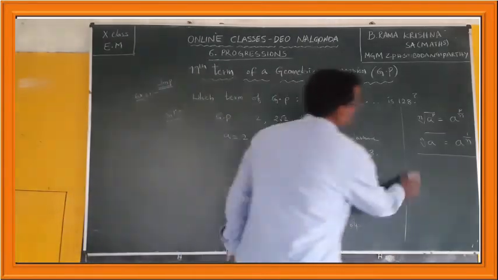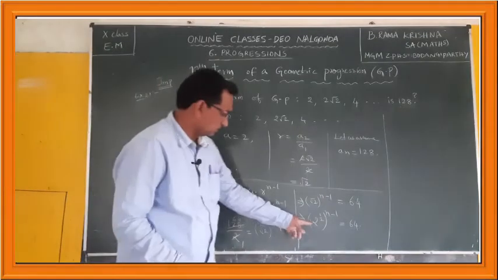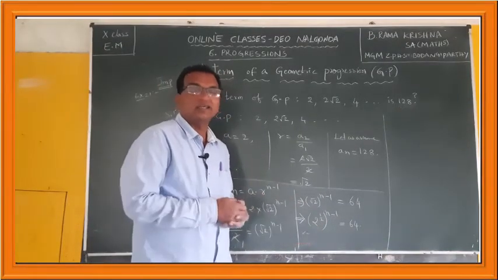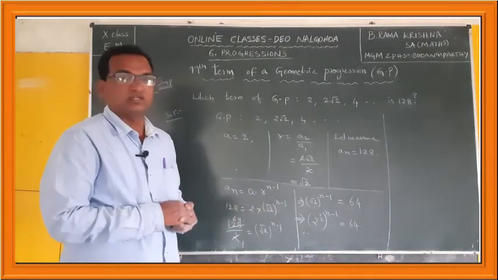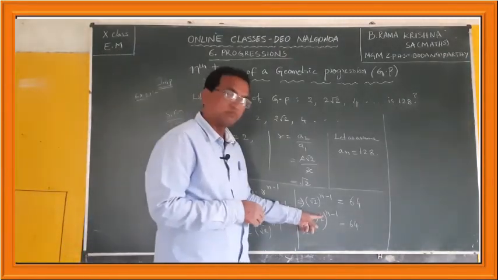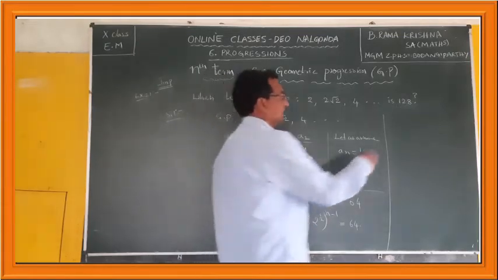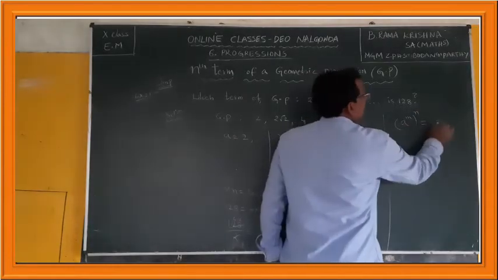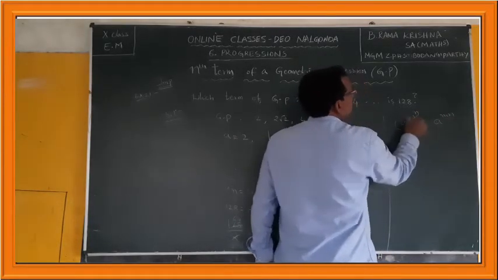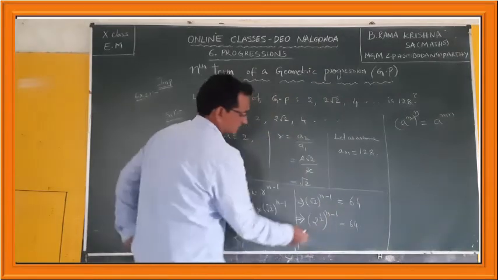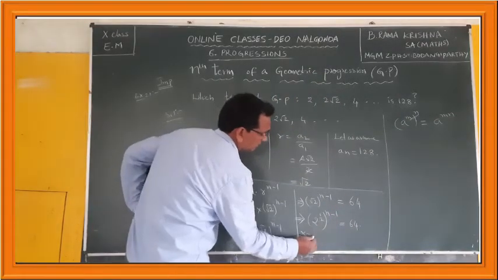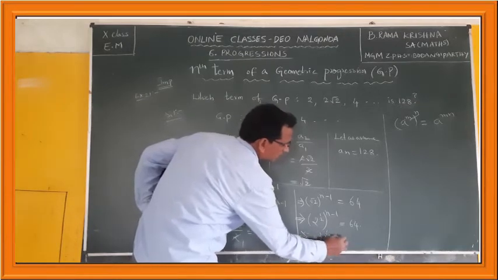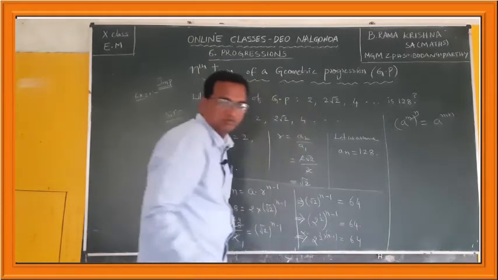Okay, now what to do? After looking at this, you should recall a law of exponents. What is that? (a^m)^n gives a^(mn), which means the powers should be multiplied. Likewise, you apply that formula and write this: 2 to the power of (1/2)(n minus 1) is equal to 64.